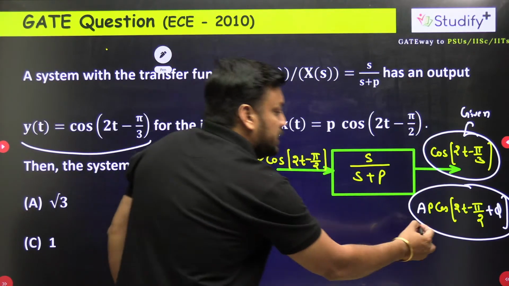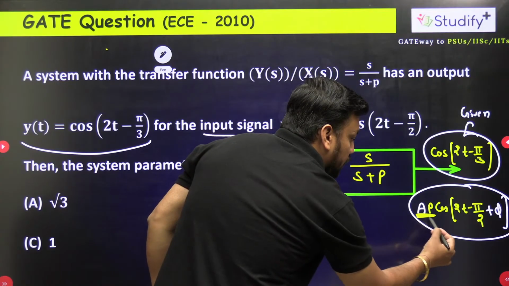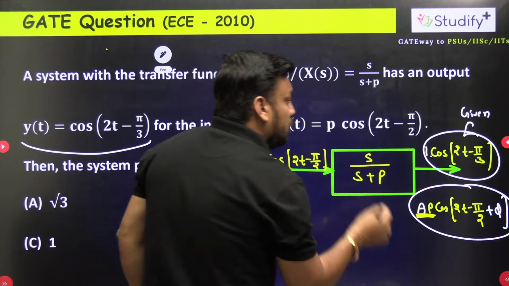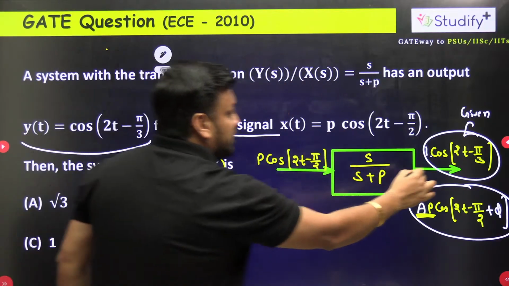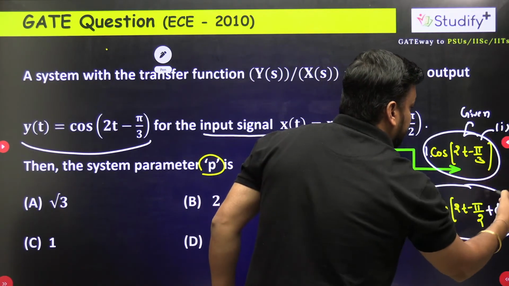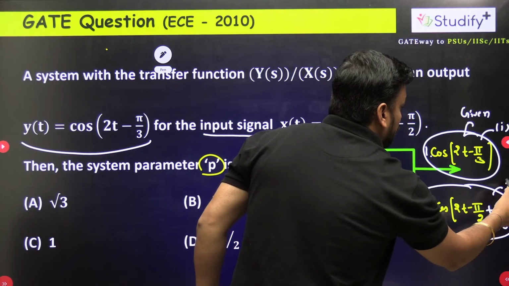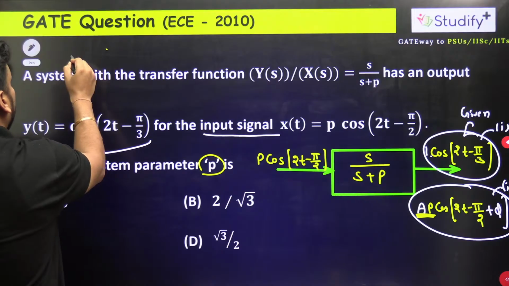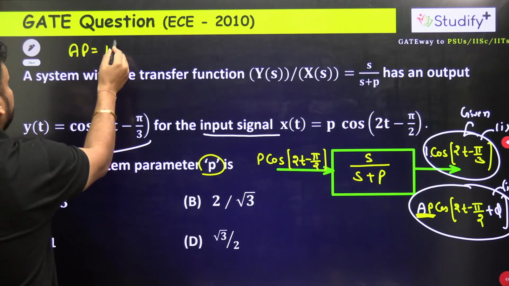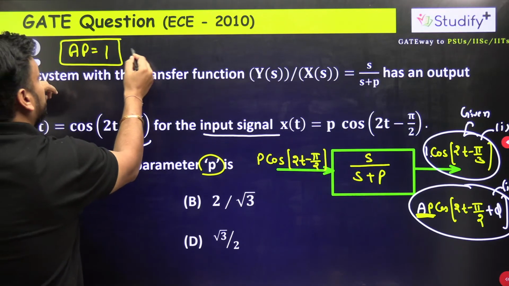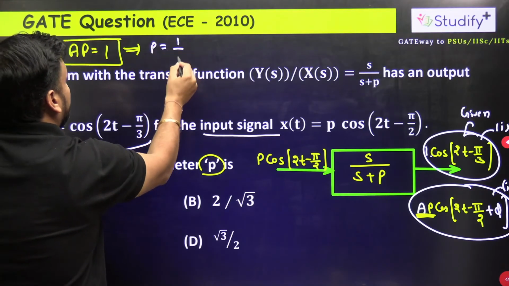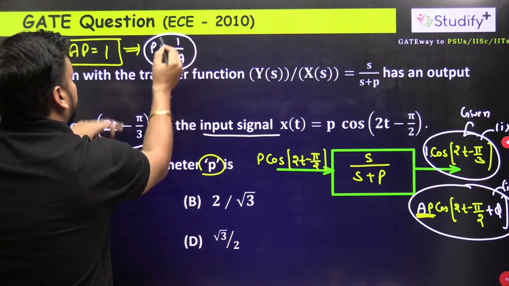Sir, this is by concept. This is your output amplitude AP, and here the output is 1. So don't you think by comparing equation 1 and equation 2, we are doing here only AP equal to 1, and our objective is to find P, which is unknown. So can we write P is equal to 1 by A?